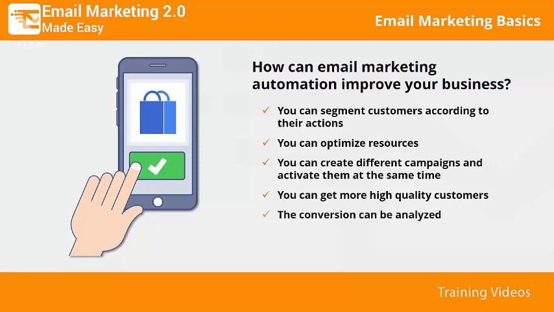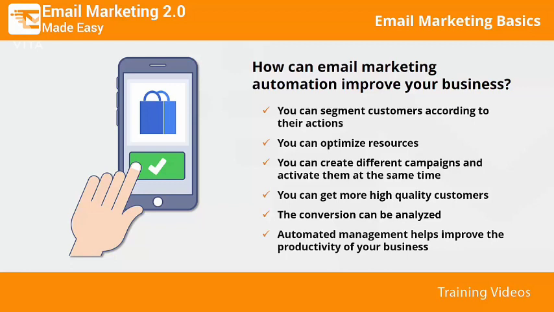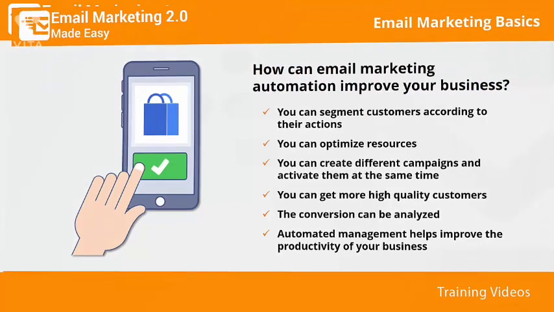The conversion can be analyzed. Since you can monitor the behavior of subscribers, you can follow conversions automatically and learn how many readers become buyers. Automated management helps improve the productivity of your business. When you use email marketing automation correctly, there will be more conversion, which means more sales and more money.